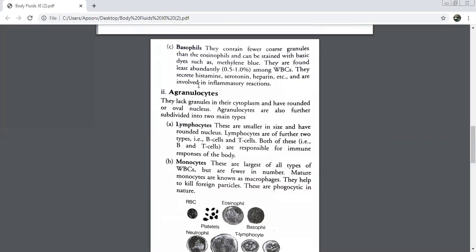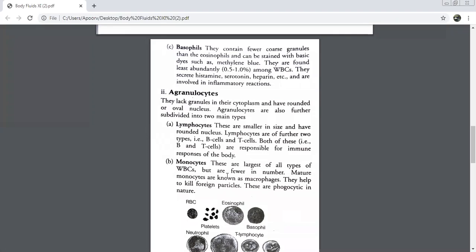So when we make a flow chart, we write agranulocytes into 2 types, lymphocytes and monocytes. Lymphocytes again are of 2 types, B cells and T cells. And what is the main function of B cells and T cells? Immune responses, the immune system of the body. I will explain this part again.